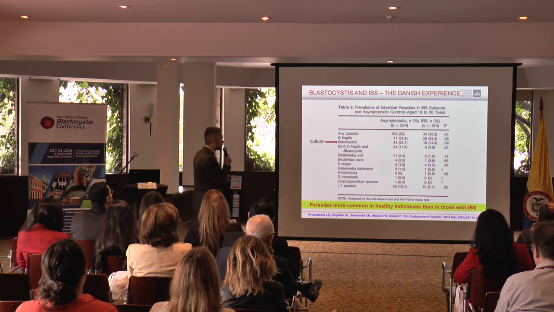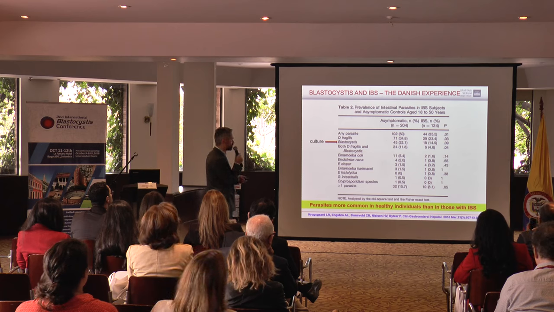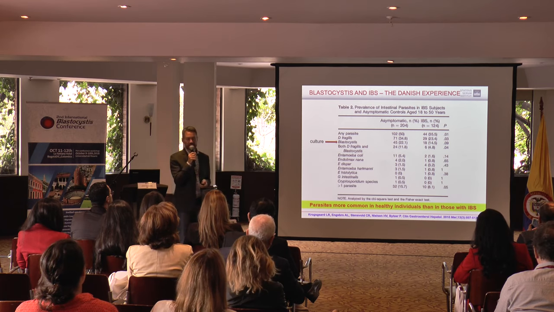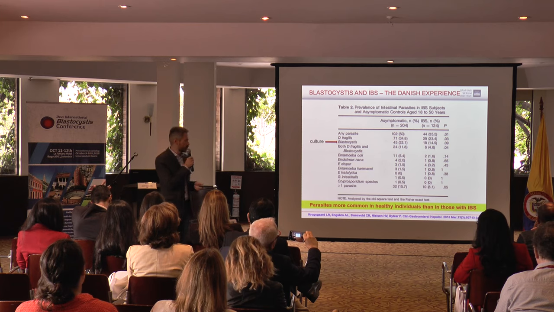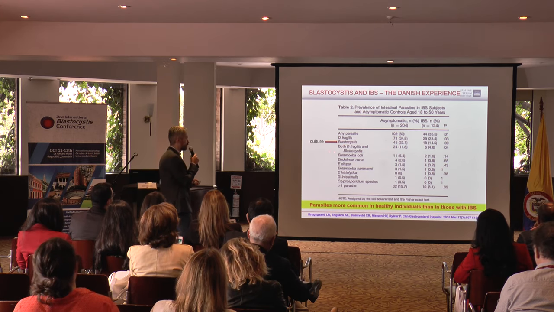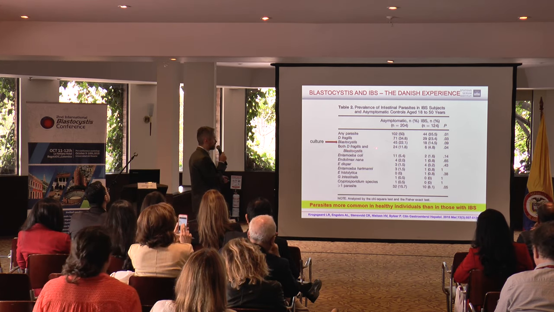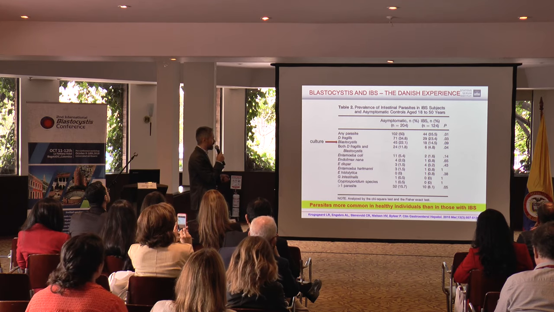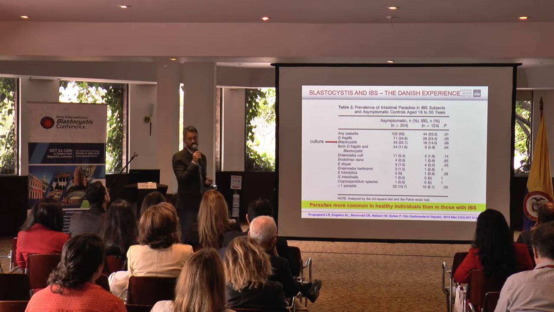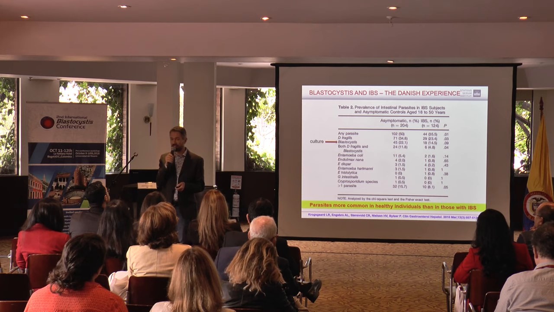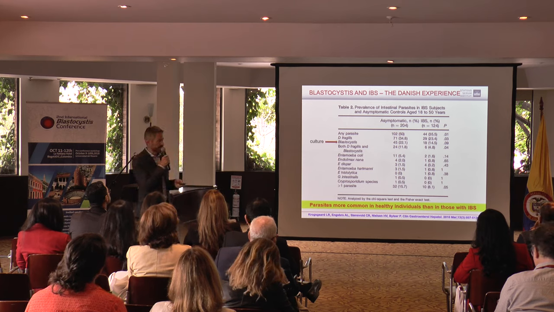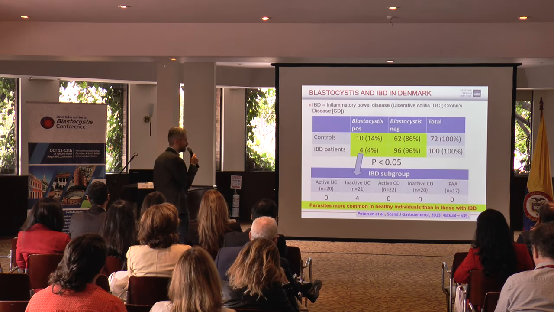Also, the relative distribution of Blastocystis was non-significant between the groups, but if you had both D. fragilis and Blastocystis, it was significant. And D. fragilis was actually significantly more prevalent in the healthy individuals than in IBS.